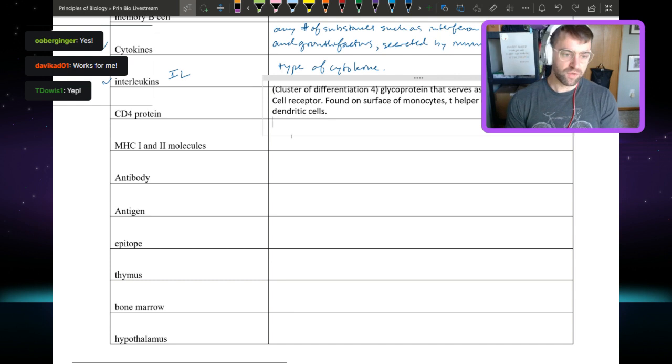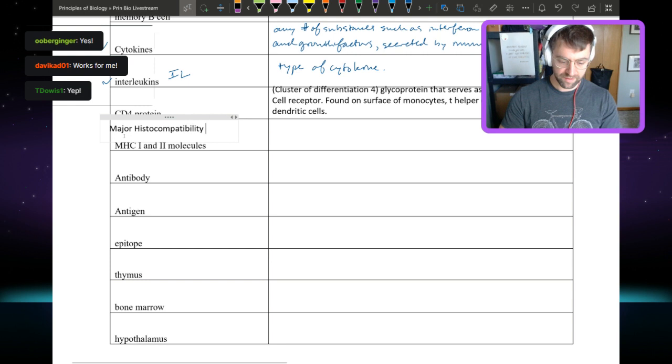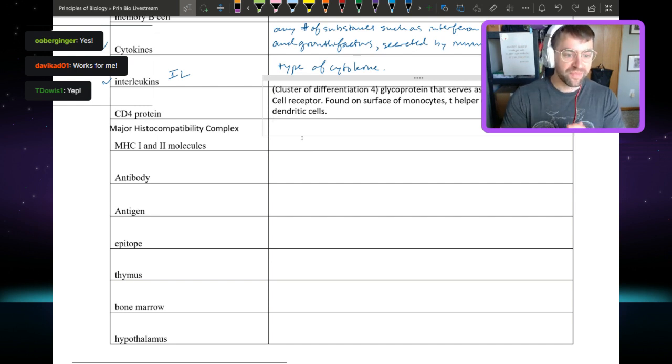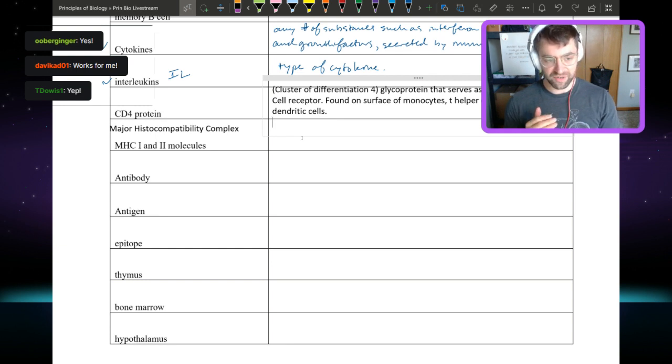MHC 1 and 2 molecules. So MHC is major histocompatibility complex. I'm actually going to type that over here. Major histocompatibility complex. What are these for? Class 1 MHC molecules span the membrane of almost every cell in an organism, while class 2 molecules are restricted to cells of the immune system, called macrophages and lymphocytes specifically.